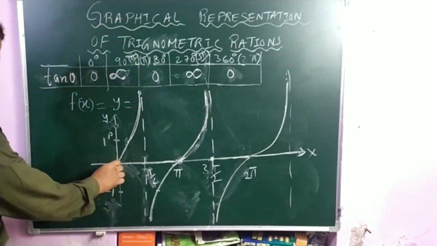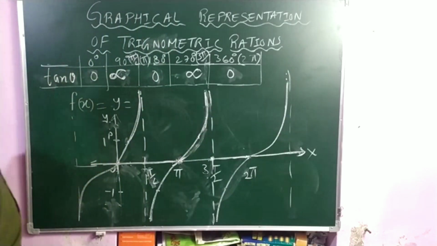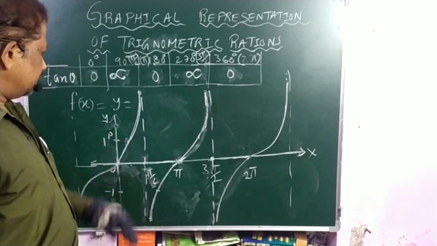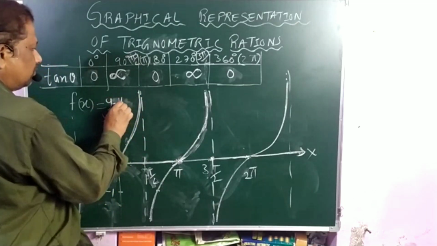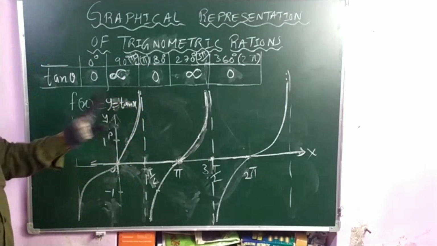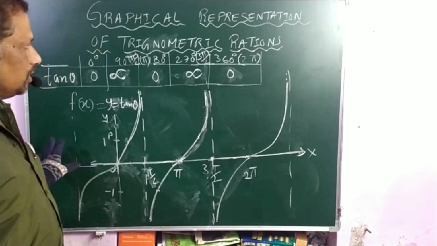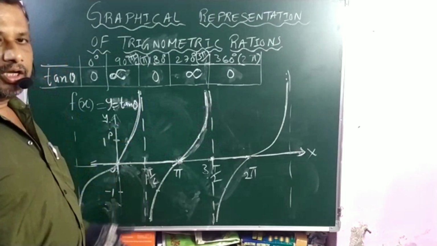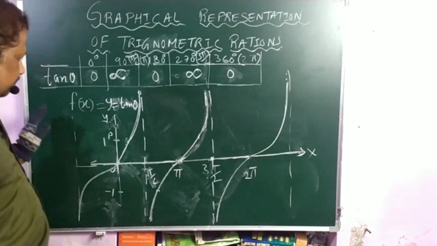So this is the tan graph representing on the coordinate axis. Here y is equal to f of x is equal to y is equal to tan x. It is a function in tan. Instead of x we are taking theta, the angle. So this is the representation of tan on the graph. Next, representation of cosecant on the graph.